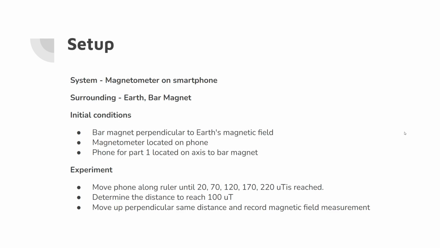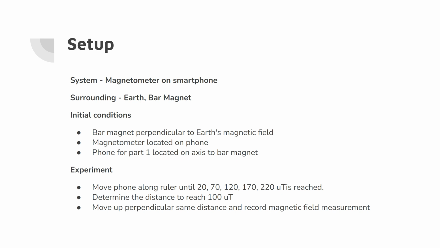Now onto the actual experiment. The system of our experiment is the magnetometer on our smartphone and the surroundings, including the Earth, which provides a magnetic field, and the bar magnet, which also provides a magnetic field. The initial conditions of our lab include the bar magnet being perpendicular to the Earth's magnetic field. In order to accurately measure just the bar magnet's magnetic field, the magnetometer is zeroed on the phone, and also the phone for part 1 is located on the axis of the bar magnet.